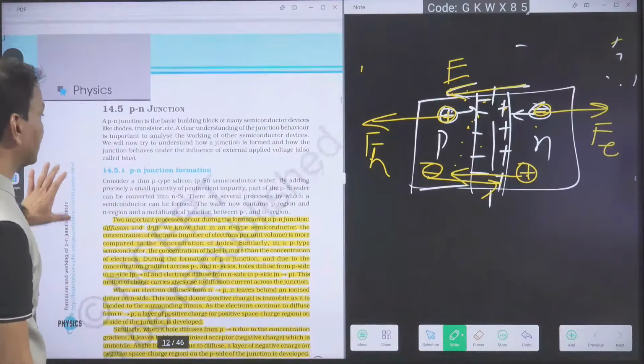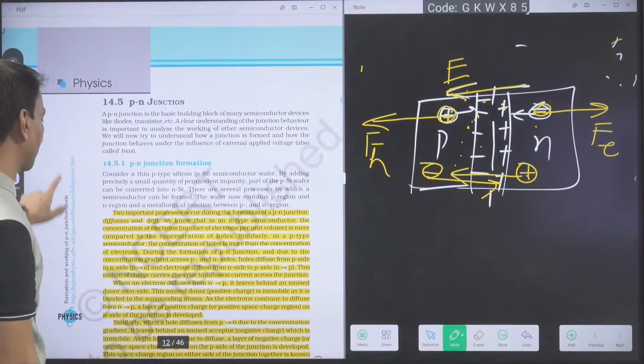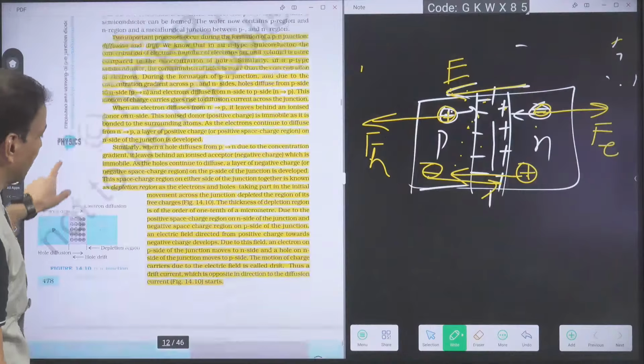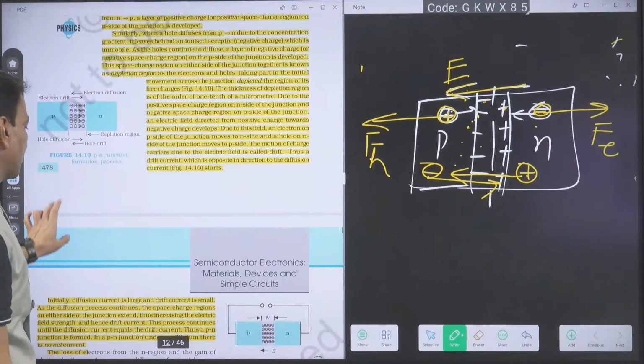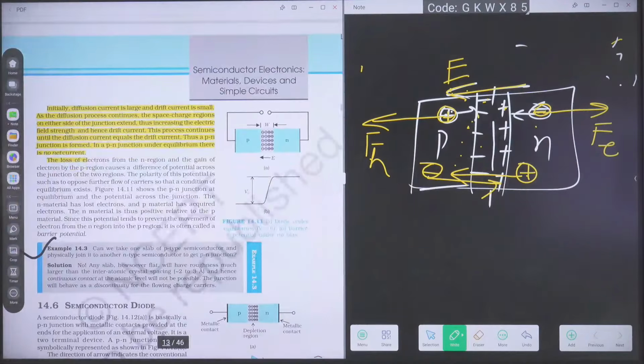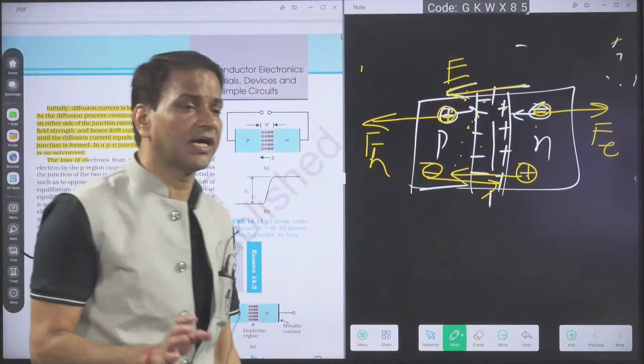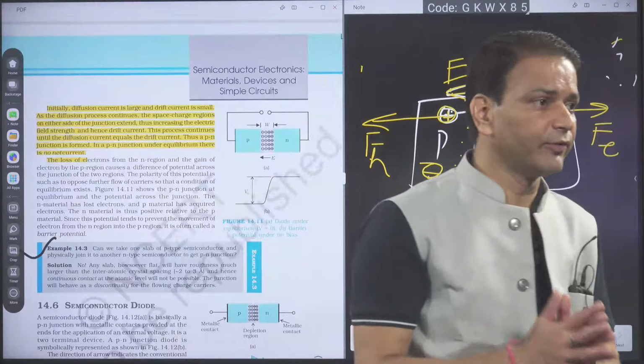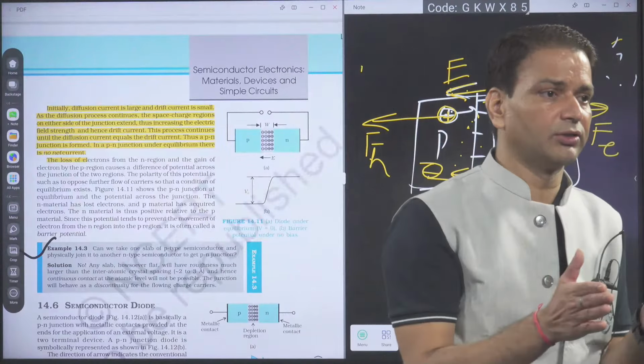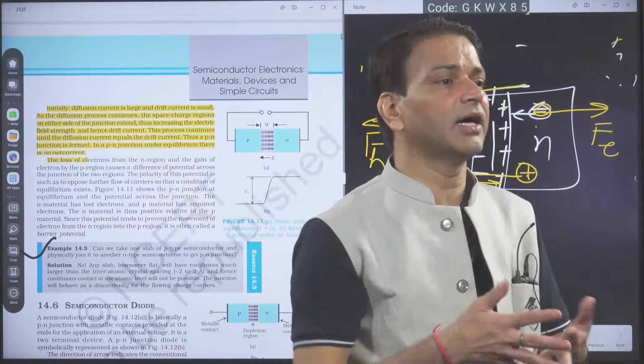Okay, so without biasing, what will happen? At the time of formation, majority carriers will flow. Due to the majority flow, a field will develop. Due to the field, drifting will start. But after some time, diffusion current and drift current will be equal. So what is the current in the PN junction? 0. So when there is no battery connected, what is the current in the diode? 0.